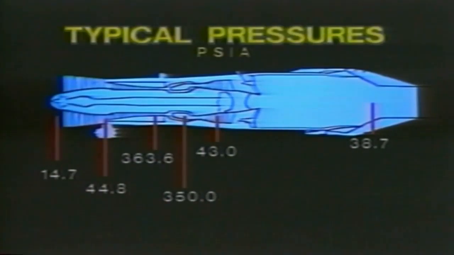Air enters the inlet at 14.7 pounds per square inch. That's the air pressure that you and I live in. The fan section, functioning as the low compressor, compresses it to almost 45 pounds, and the high compressor brings it up to about 360. Pressure drops only a little going through the burner section, but drops way down as the turbine converts the energy of the gases into rotational power, and it continues to drop as it flows through the afterburner and out the nozzle.